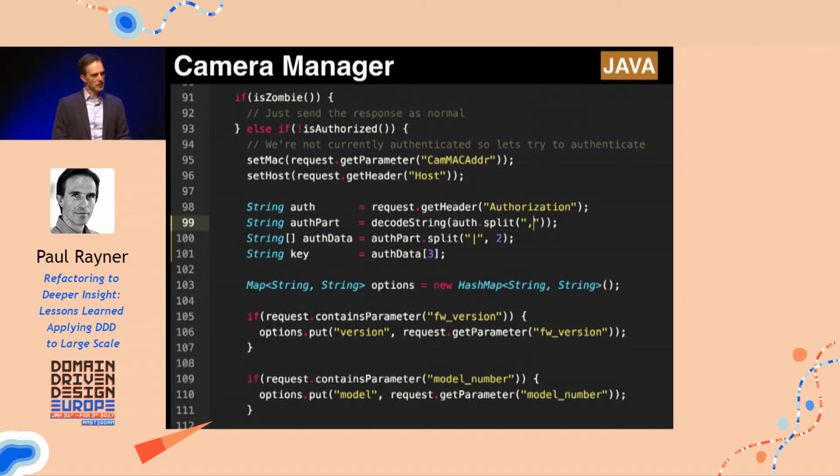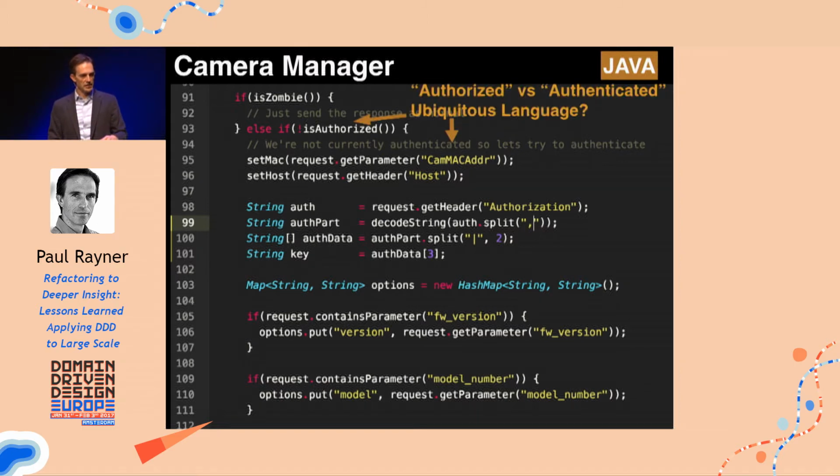And then there are some other confusing things here. Notice there's an if clause right after that, if is zombie, and it says if authorized, is authorized, right? But then the very next comment says, we're not currently authenticated. So is that a lie? Are we talking about authentication or are we talking about authorization? Because are they the same thing? Of course not, right? So, ubiquitous language. And then further down we've got auth. So when it talks about auth, is it talking about authentication or is it talking about authorization?